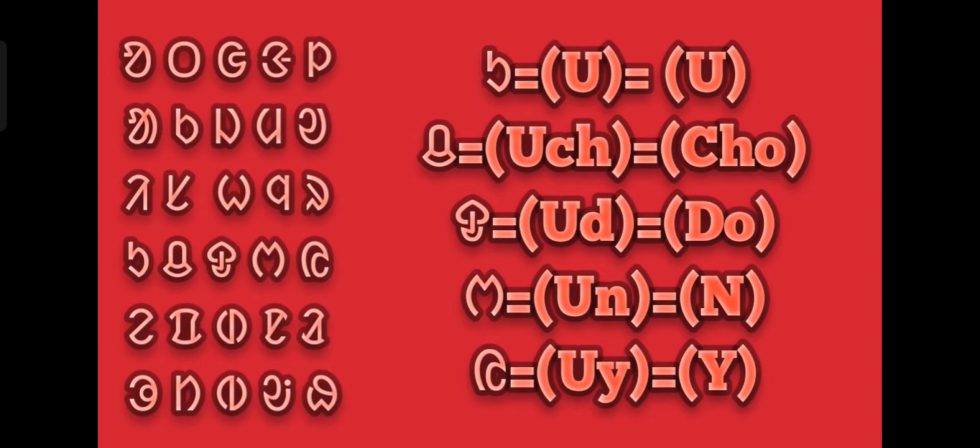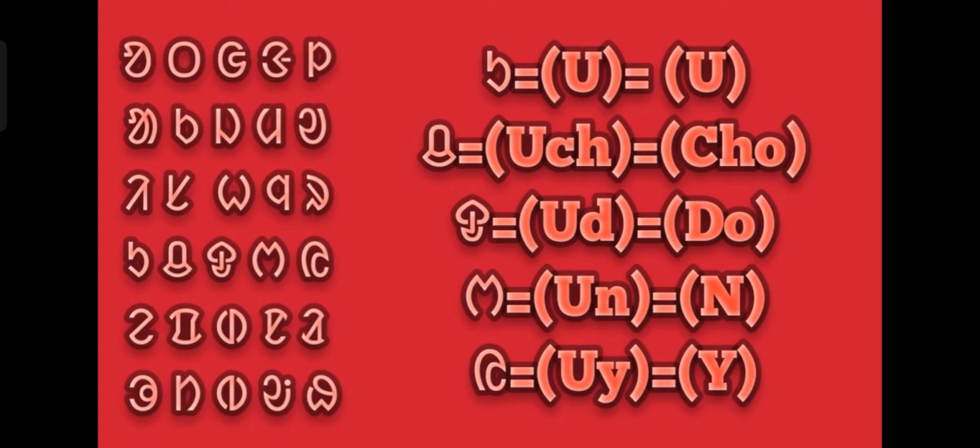So friends, today I will discuss Santali Olchiki and English language part 4. You can see here on the left side Santali Olchiki number 4 line, which is right here in Santali language: U, uch, ud, on, oi.